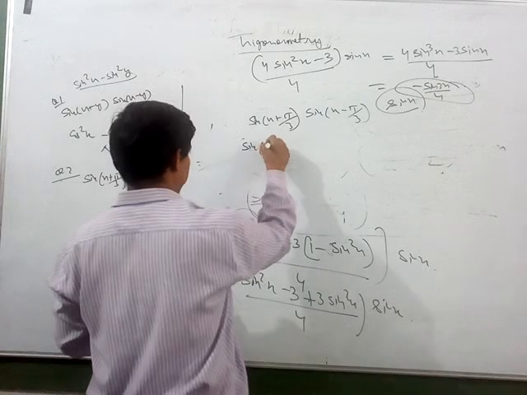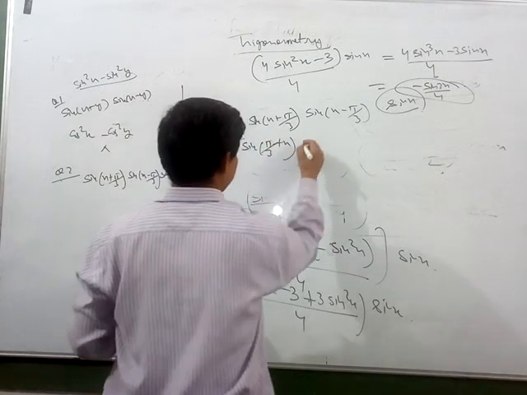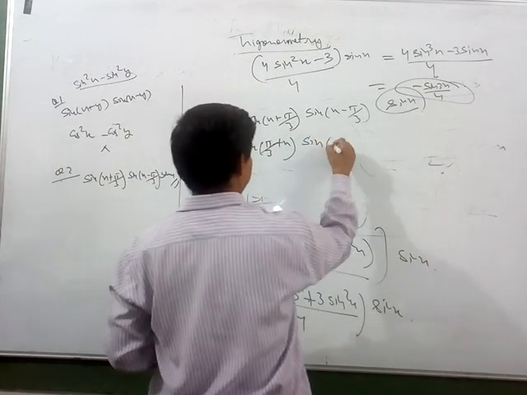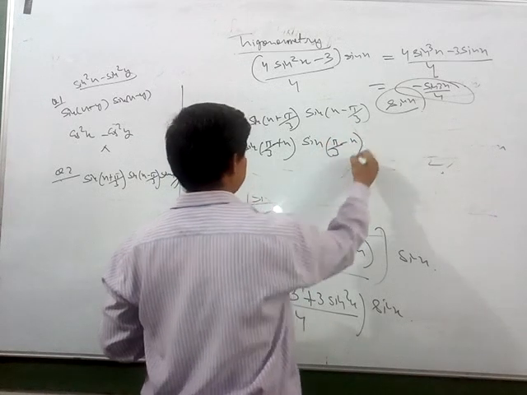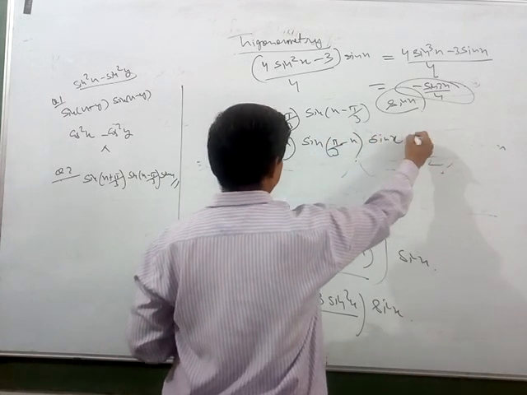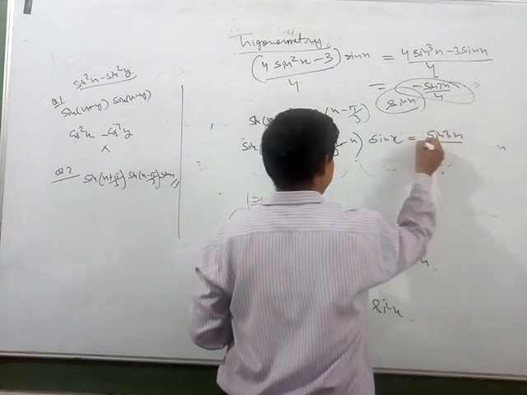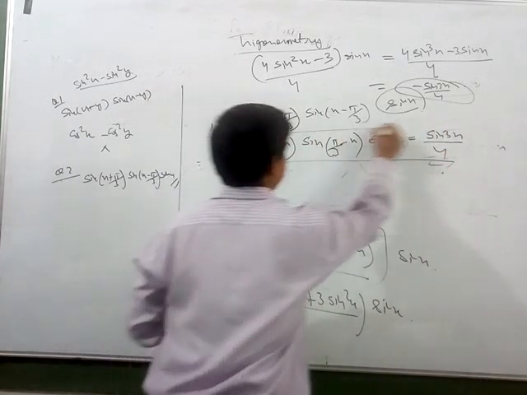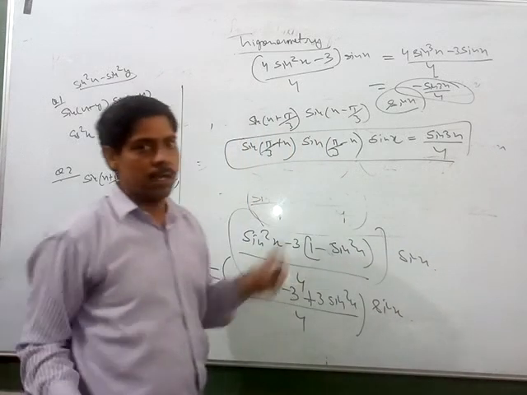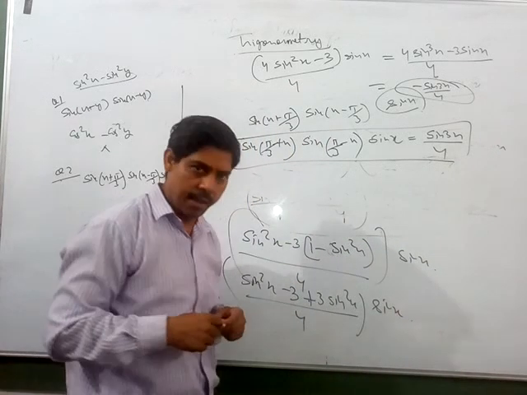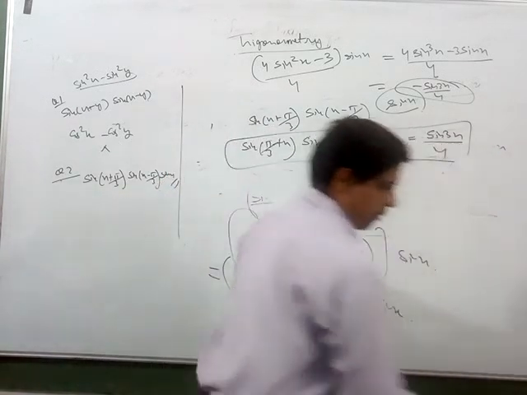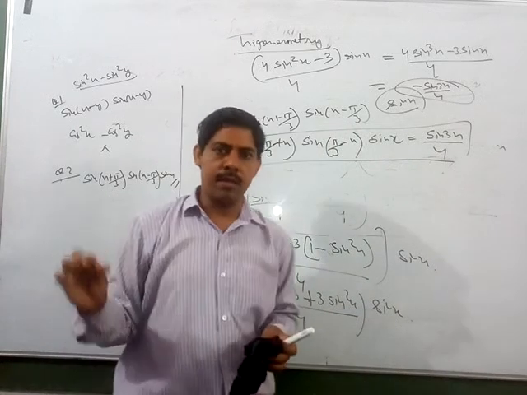sin(pi/3 + x) multiplied by sin(pi/3 - x) multiplied by sin x is equal to sin 3x upon 4. This is a new identity not given in the books. You can write it and use it in a lot of exams. Okay. Now our next topic is trigonometric equations.